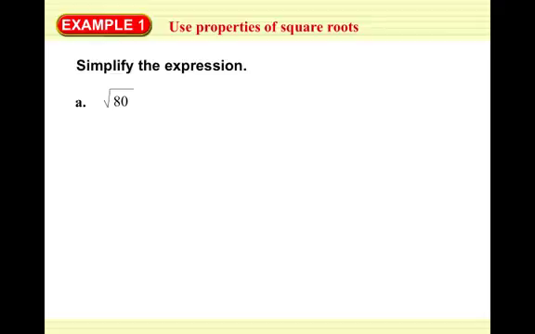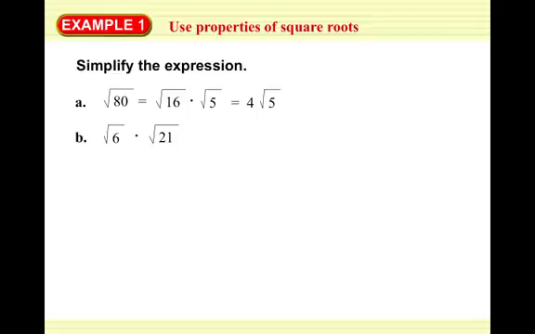So we want to simplify the expression square root of 80. We want to split it up. You want to think of a perfect square factor of 80. So 80 is equal to 16 times 5. 16 is a perfect square. It's equal to 4 squared. So you want to split 80 into 16 times 5. So we've got square root of 16 times square root of 5. Square root of 16 is 4. And so we can write it as 4 square root of 5.